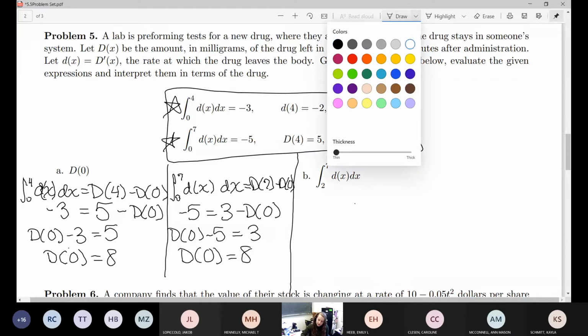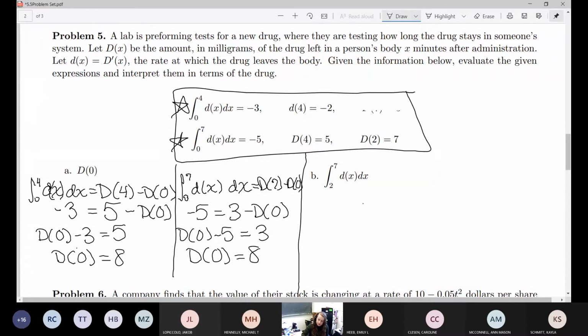Now, say we hadn't been given D of 7, say that wasn't part of the information that we were given, then we would be forced to use the integral from 0 to 4. So even if we were given the integral from 0 to 7, if we're not given D of 7, we can't finish it. So make sure when you're trying to figure out which ones to use, you have an integral with the value that you want and a value that you have. Questions on that?